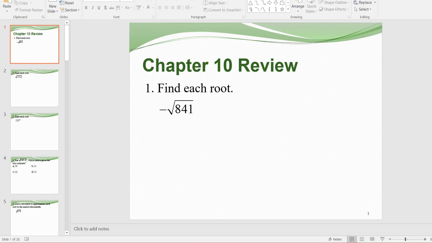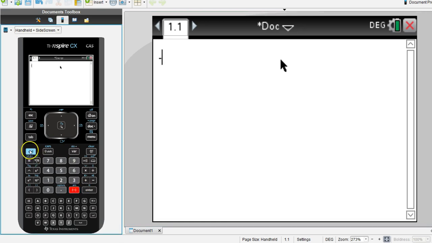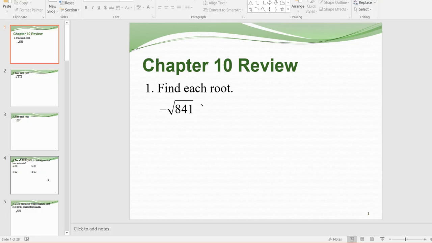So I'm going to go ahead and go through this review. I think my copy said Chapter 9. Sorry for that, but the first couple are just, can you use a calculator? I'm not expecting you to do these by hand. So we have negative square root of 841, and I'm going to switch to my calculator and do negative square root of 841, and it should confidently give you negative 29.